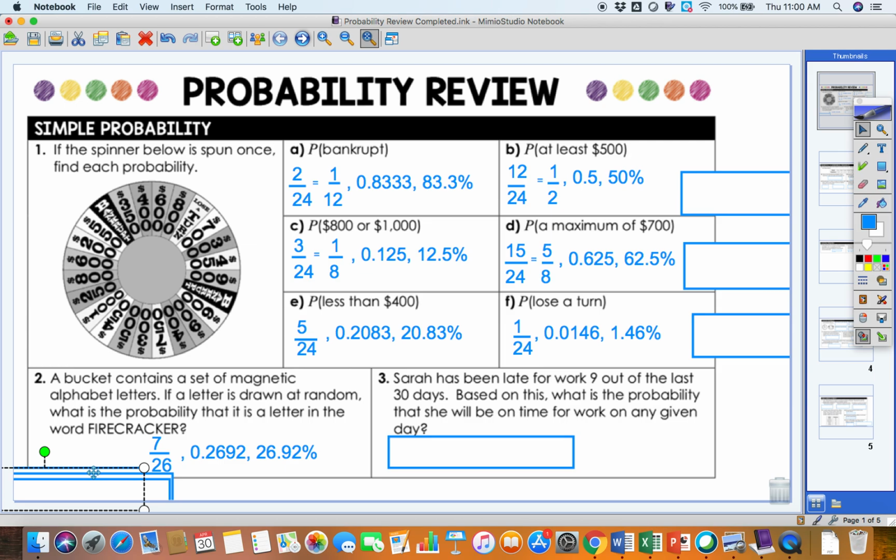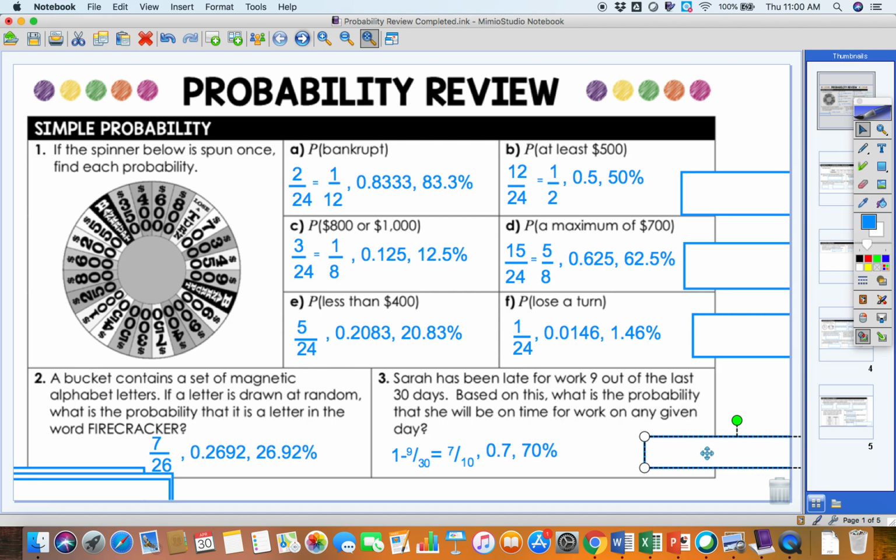So here, 9 out of 30 days is how many she has been late. We want the probability that she will be on time, which is the complement. So here we're going to do 1 minus 9 over 30, which is 7/10. Then that's 7/10 as a decimal and 70%.